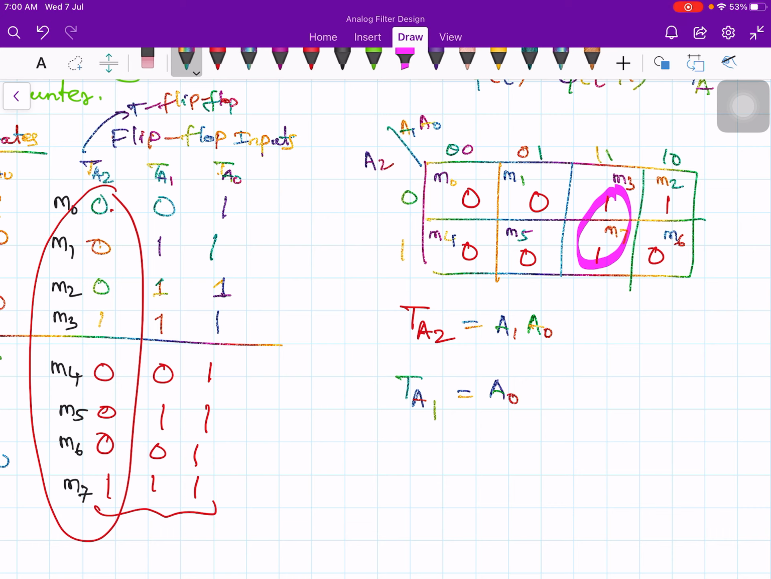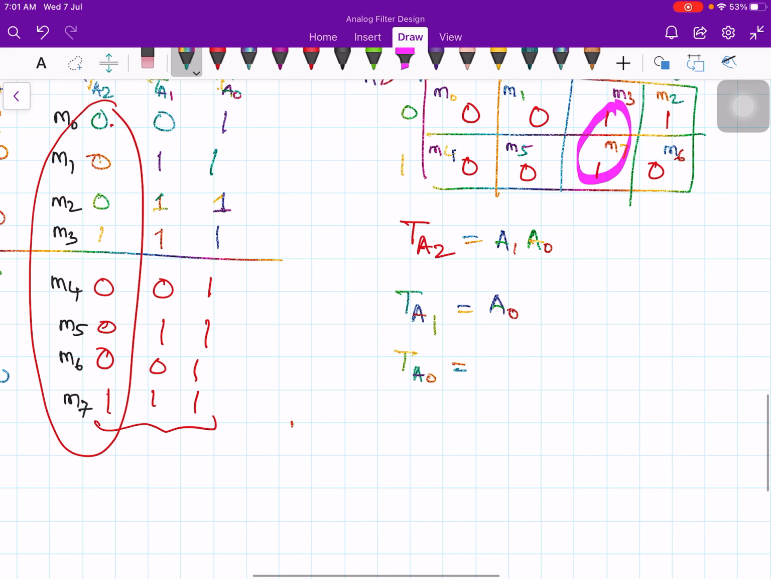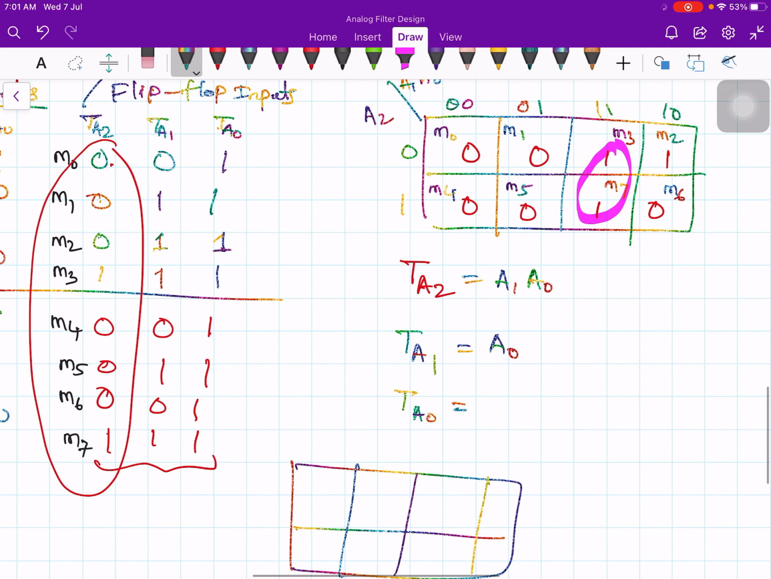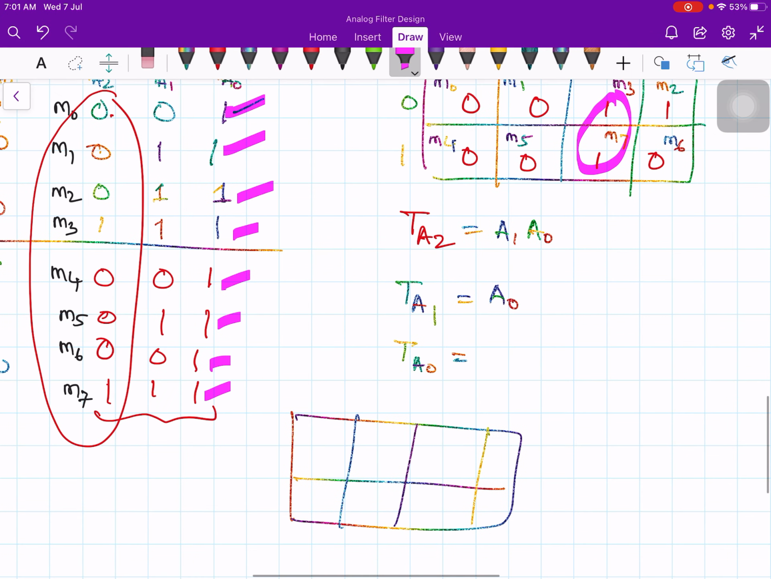And then TA0. Look at TA0 beautifully. So this TA0, if you draw the K map, all entries are 1. See, 1, 1, 1, 1, 1, 1, 1, 1, all are 1. If all are 1, then the expression TA0 is 1. That's it.